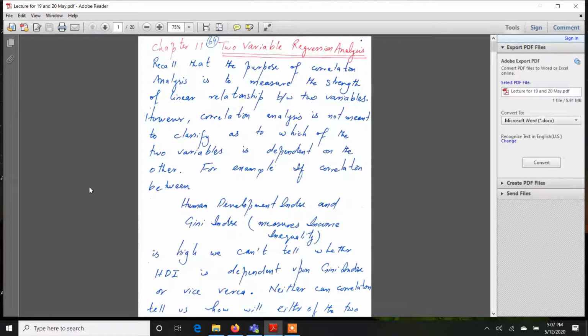Okay, for example, if the correlation between Human Development Index and the Gini Index, which measures poverty or income inequality, is high, then we will only say that they are mutually strongly interdependent, but we won't say whether poverty depends upon human development or human development depends upon poverty. This example may not be very clear for those who are not students of economics.